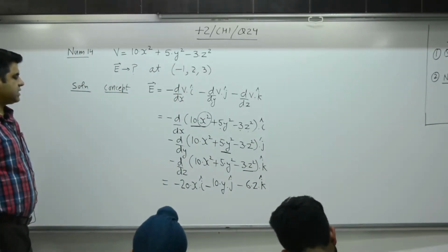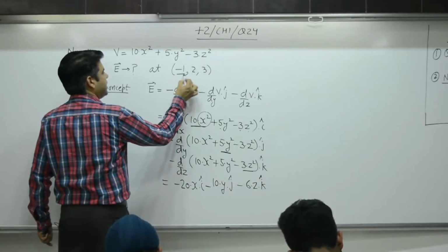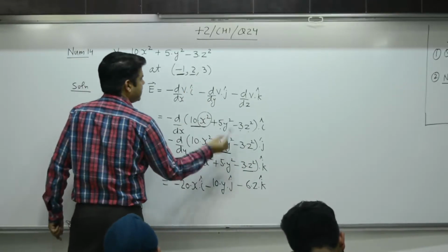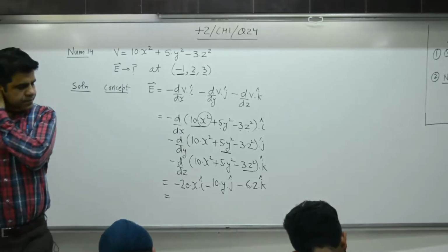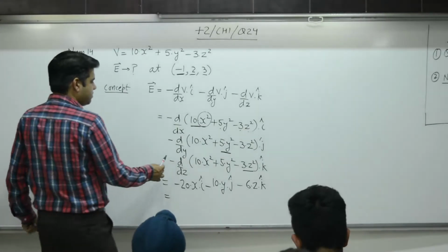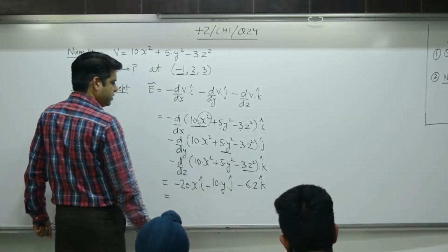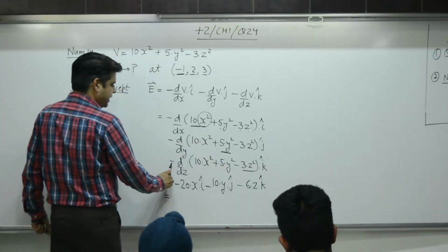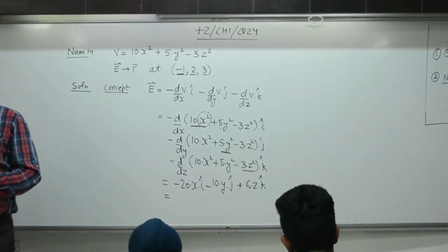Put value of x, y and z. What value of x? Minus 1. What value of y? 2. What value of z? 3. Yes, minus and minus will be plus. Check here, it was minus 6z and minus comes out plus. You are making a mistake, catch it.